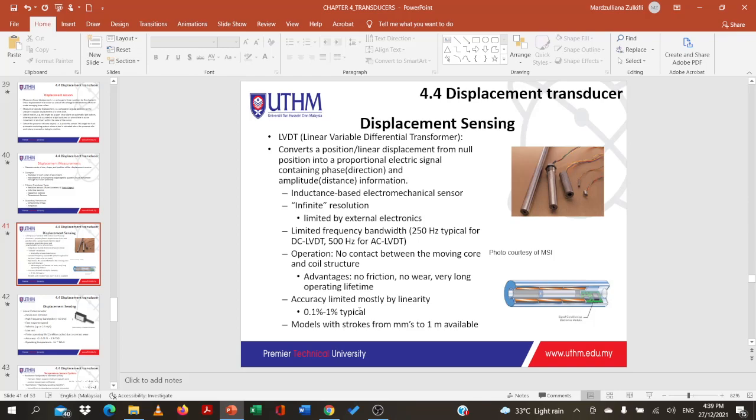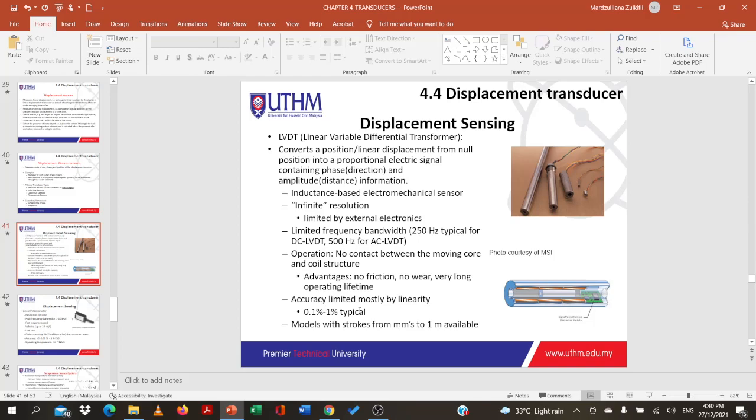So LVDT, linear variable differential transformer, converts a position or linear displacement from null position into a proportional electrical signal containing phase, which is direction, and amplitude, which is distance information. It is an inductance-based electromechanical sensor with infinite resolution, limited by external electronics only. Its limited frequency bandwidth is about 20 to 50 Hz typical for DC LVDT, and 500 Hz for AC LVDT.